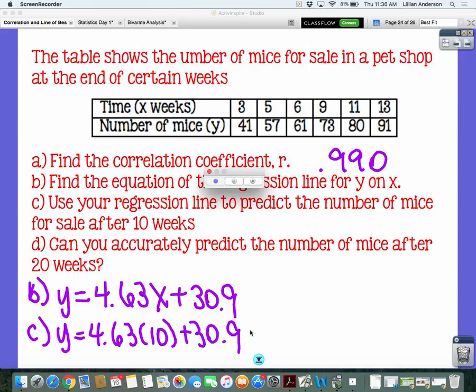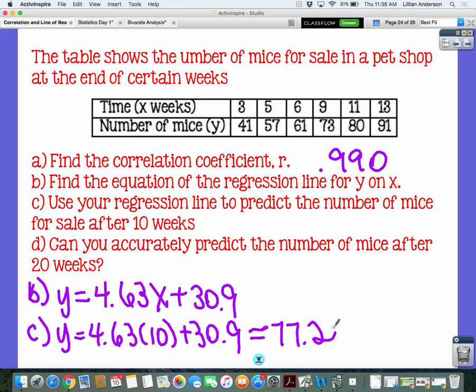So when you plug it in, you get about 77.2? Yes. So how many mice is that? 77. It's 77 mice. Very good. Okay?